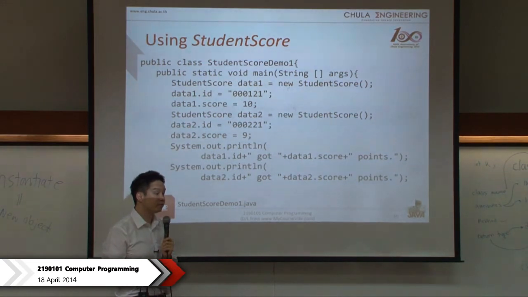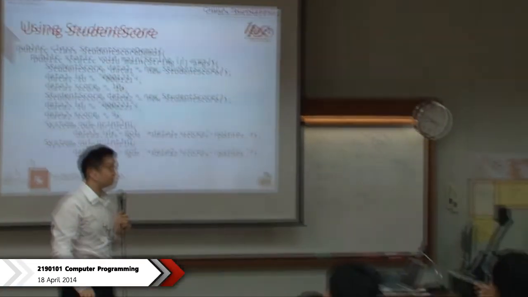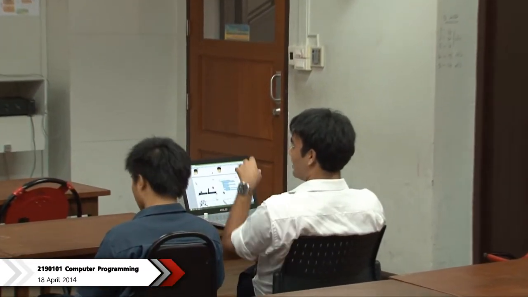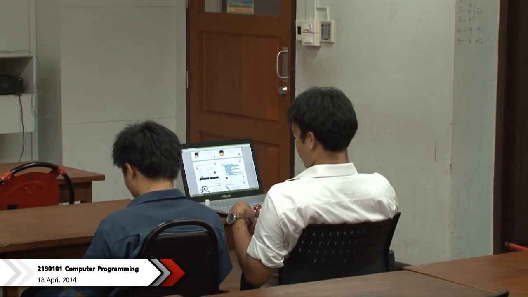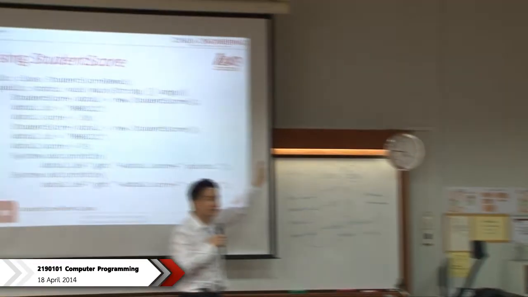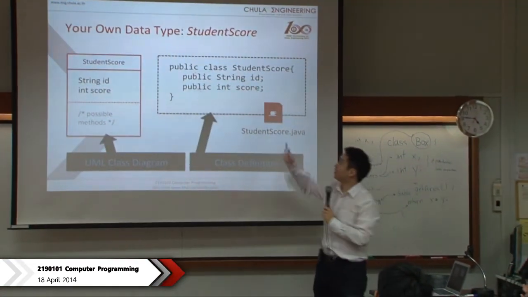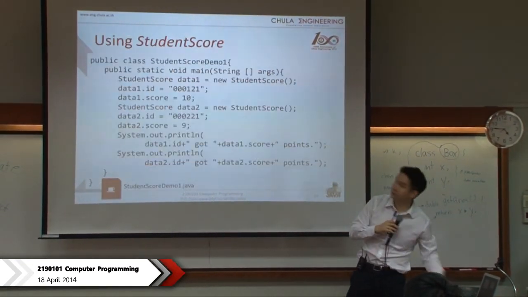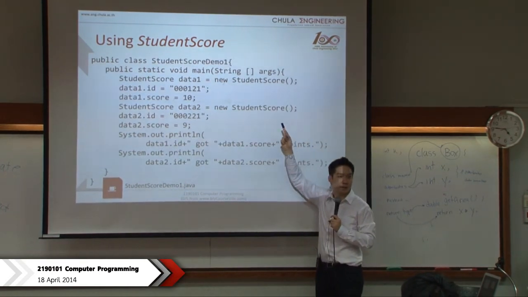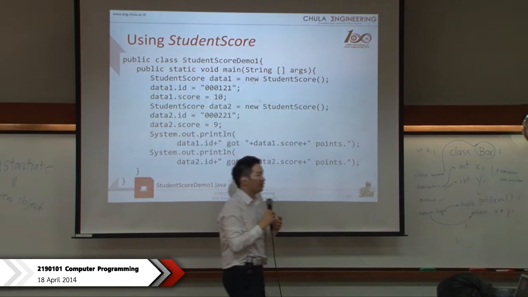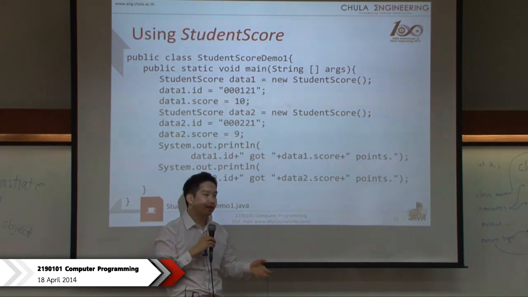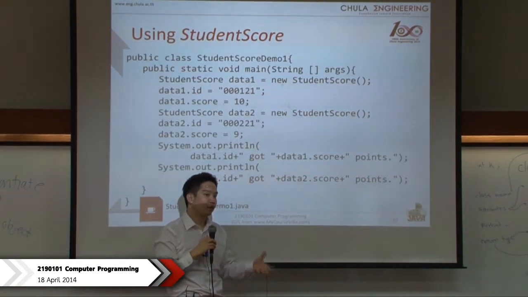So you have to write a separate class, student score, first, and then write this class to use the student score. Exactly. So to be able to use the student score, you have to first define the data type. Then you can use it. This is the same thing as in a car factory. You want to build a car. Without the blueprint, you cannot mass produce the car. With the blueprint, you can produce as many cars as you want.